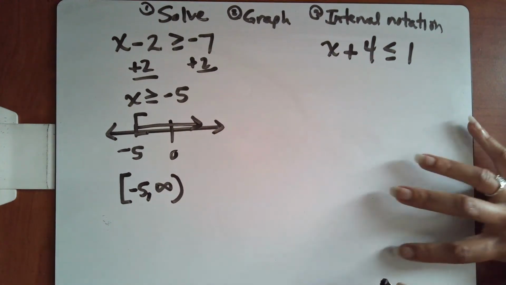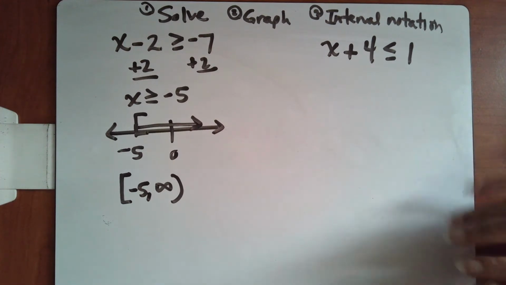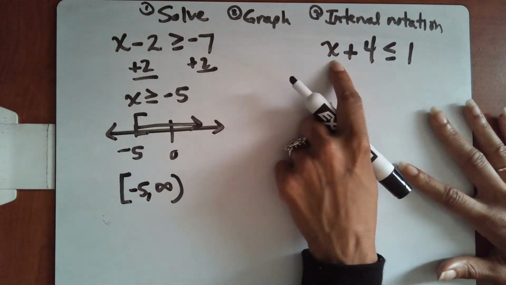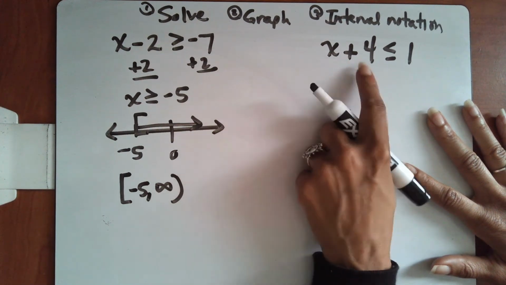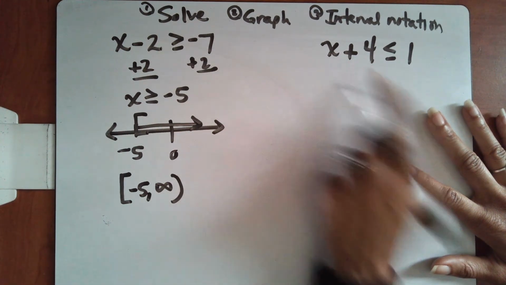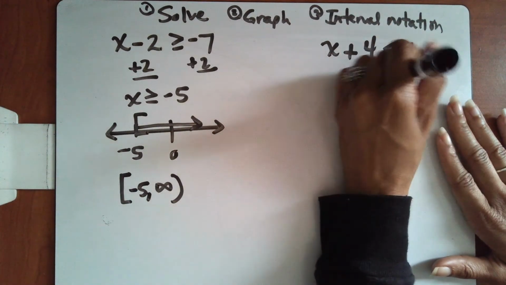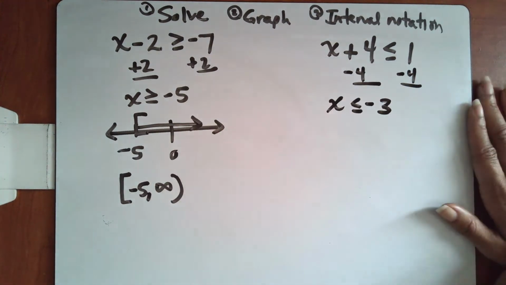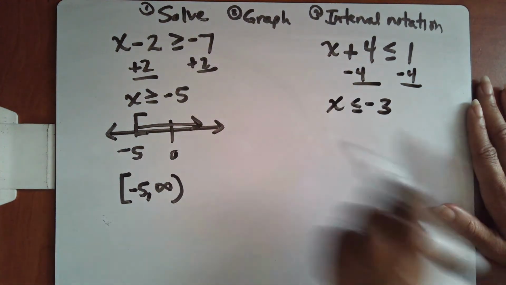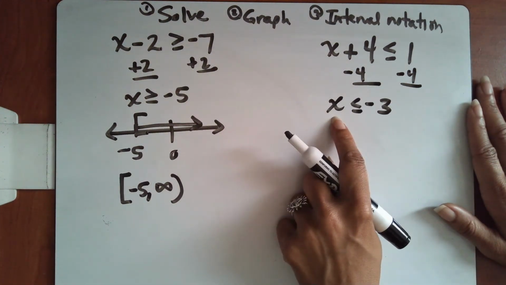All right, next we have x plus 4 is less than or equal to 1. So I'm solving for x. What does that mean? It means isolating it. So what would I do? I would need to move the 4. How would I move the 4? I would subtract it. So x is less than or equal to negative 3. Well, my problem is solved now because the variable is isolated on one side.